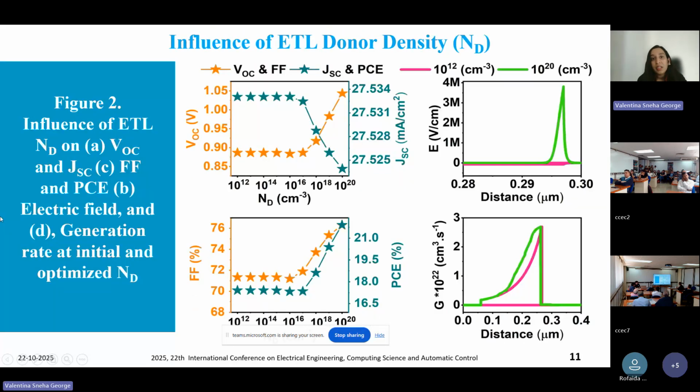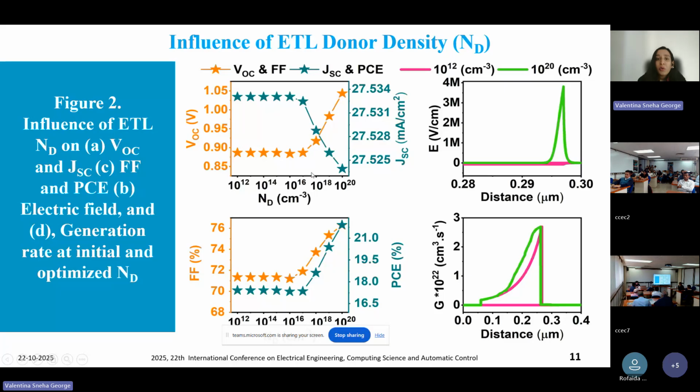Then we have varied our ETL donor density, which is varied from 10^12 to 10^20. And on analyzing the result, as donor density increased, the PV parameters remained constant up to 10^17, whereas after this, there is a drop in the VOC, there's a drop in the JSC, whereas there is an increase in the fill factor and PCE. So the drop in the JSC is due to the wide band gap of the strontium titanate, ensuring minimal light absorption, and a slight decrease likely arises from the electric field redistribution at high doping, which affects the charge collection.